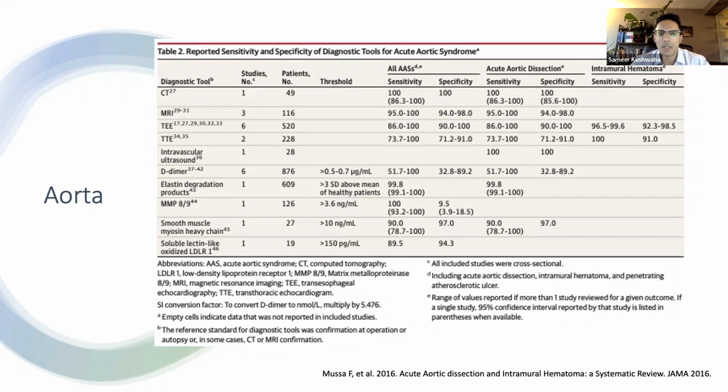And when we look at all acute aortic syndromes, the sensitivity of TTE is about 73 to 100%, depending on the study, with specificity ranging from 71 to 91%. And for transesophageal echo, sensitivity ranges from 86 to 100% with a specificity of 90 to 100%, which is quite good considering these are tests that can be done while the trauma patient is in the emergency department or in an ICU and not requiring transfer to a CT scan.